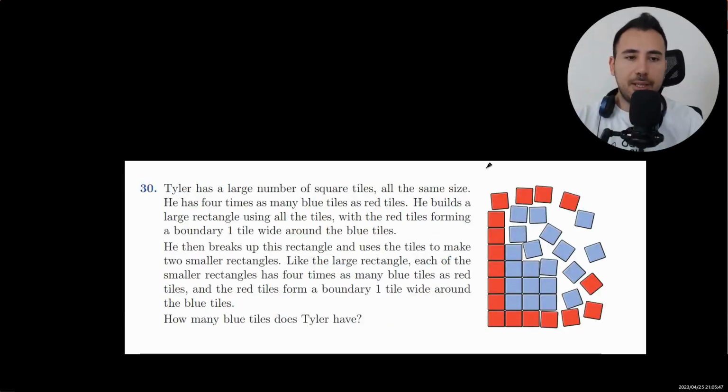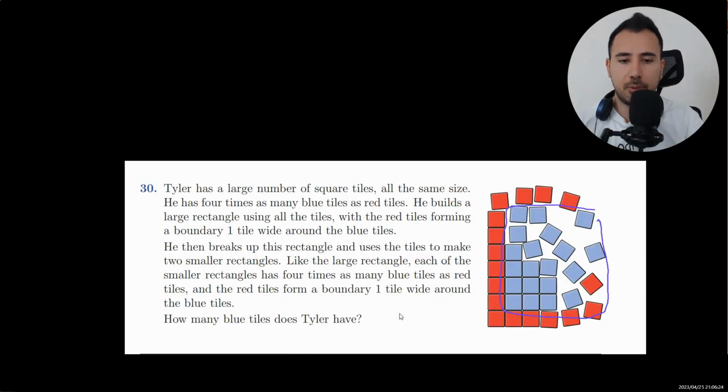Okay, let's do the last question. We know that the number of blue tiles inside is supposed to be 4 times the red ones. And after finding the values for the number of reds and blues, we're going to break them and make 2 new rectangles, but they don't have to be the same size. Important. Okay, now let's go. Let's start with easy examples.